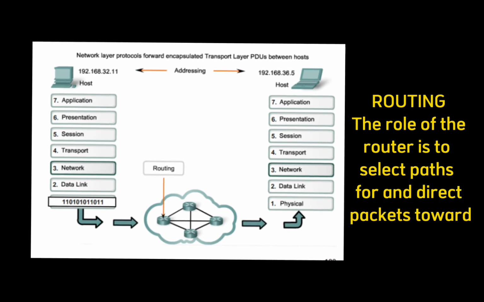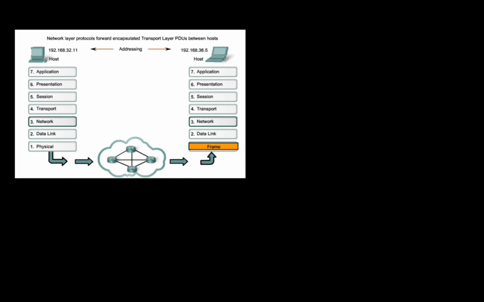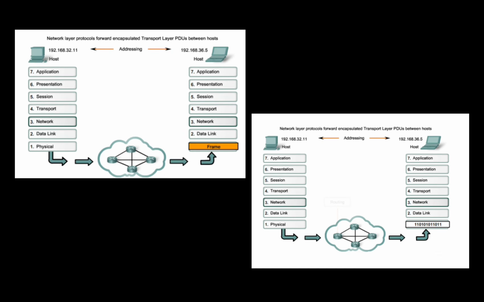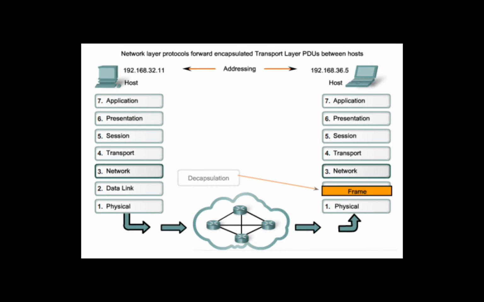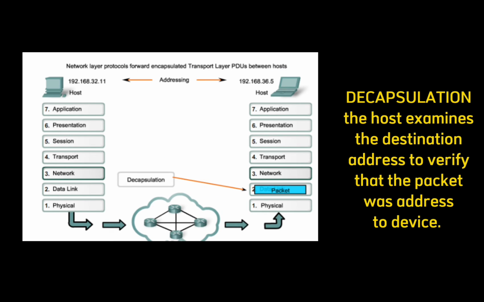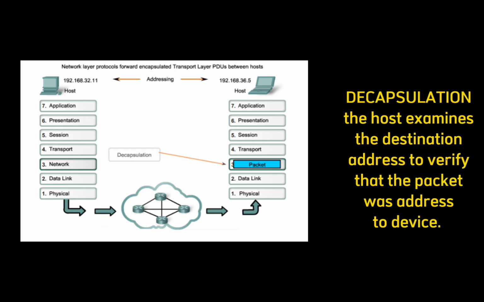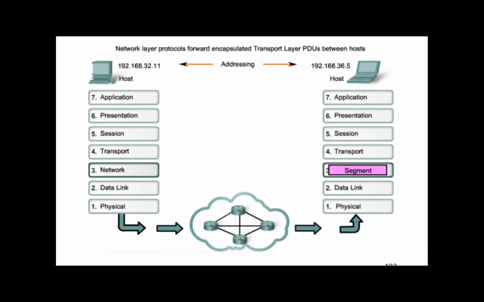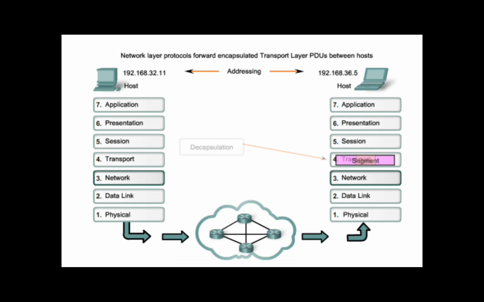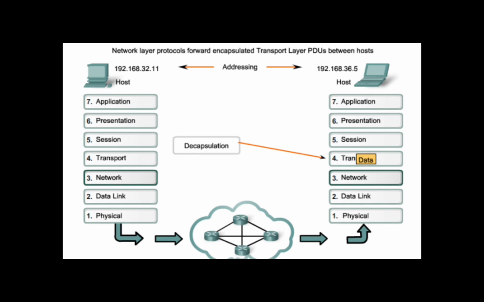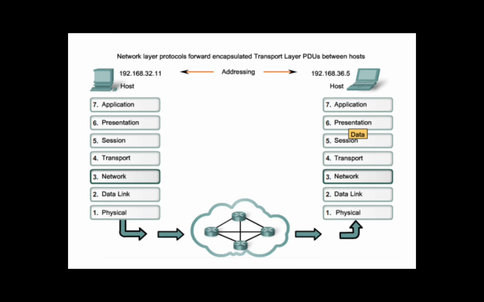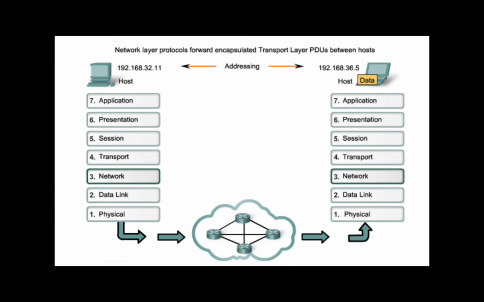Routing. The role of the router is to select paths to direct packets toward their destination. Decapsulation. The packet arrives at the destination host and is processed at Layer 3. The host examines the destination address to verify that the packet was addressed to this device. If the address is correct, the packet is decapsulated by the network layer and the Layer 4 PDU contained in the packet is passed up to the appropriate service at the transport layer.